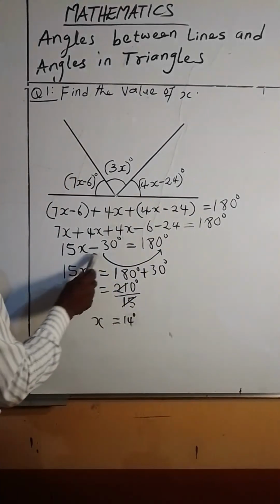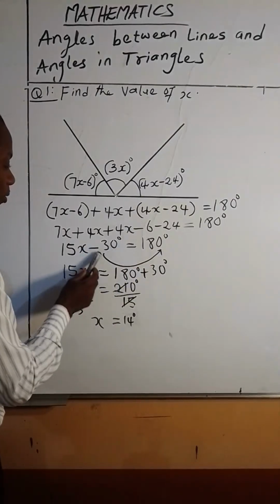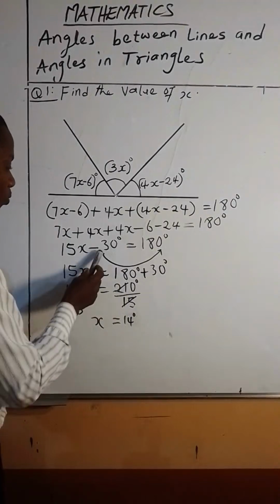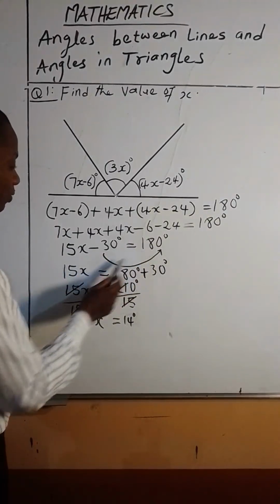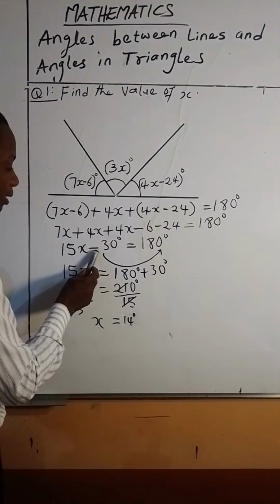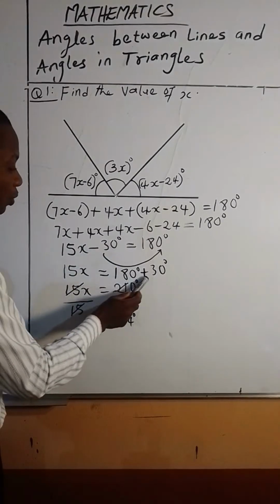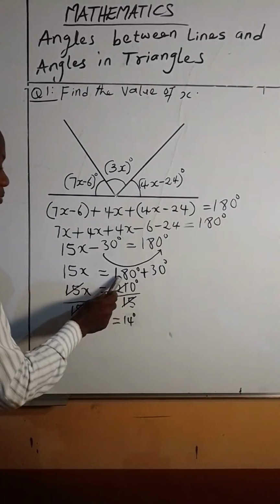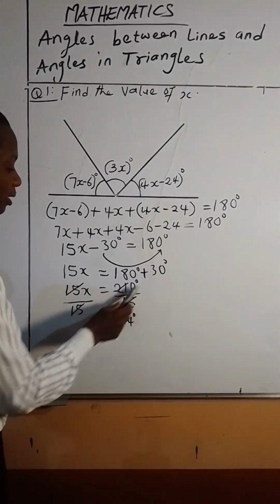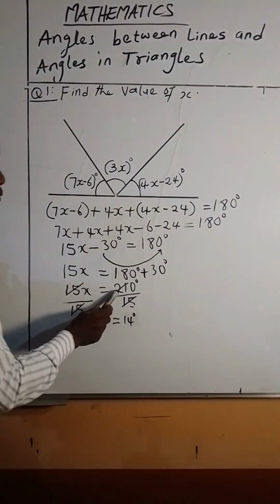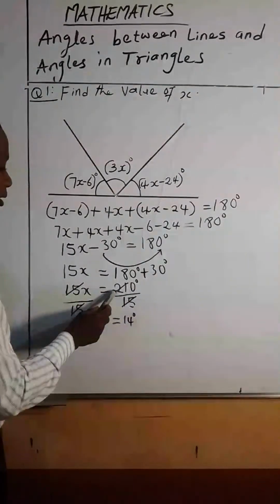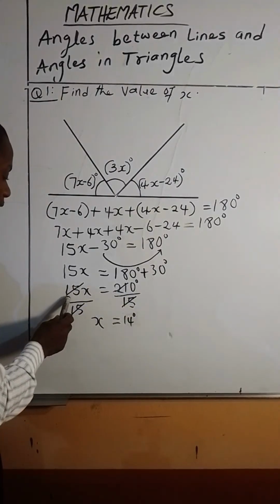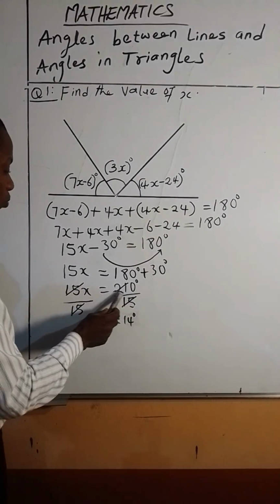So here we can simply transfer minus 30 to the right hand side. When we transfer minus 30 to the right hand side, it becomes plus 30. So when minus 30 is crossing, it changes to plus 30. That's why we have plus 30 here. And when we add 30 and 180 degrees, we get 210 degrees. So 15x becomes equal to 210 degrees.